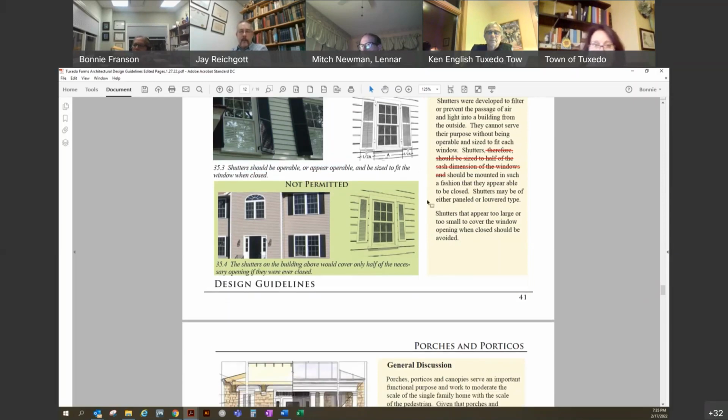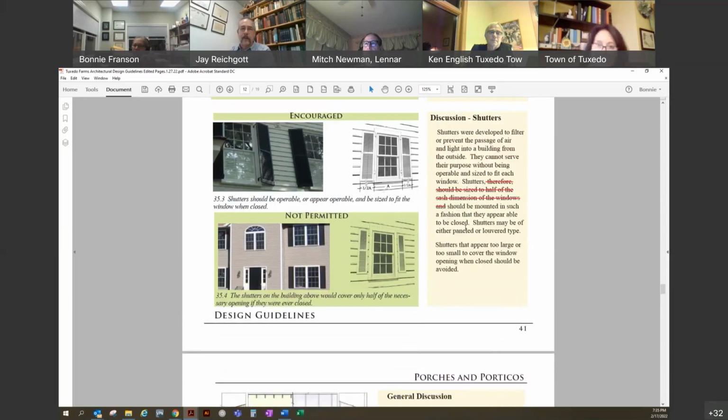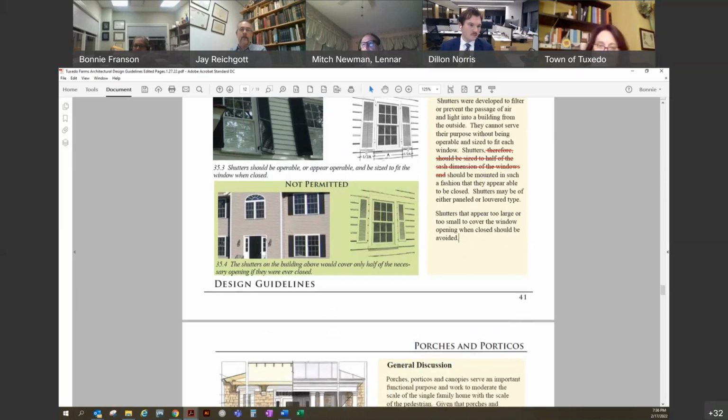But let's also remember, shutters that are functional and can cover your window only work if you have window sizes typical to 1850. The minute you start having modern houses with double wide windows, you're not putting shutters on that can cover that window. I mean, that's the image that you see right here. Not permitted, but that's fine.